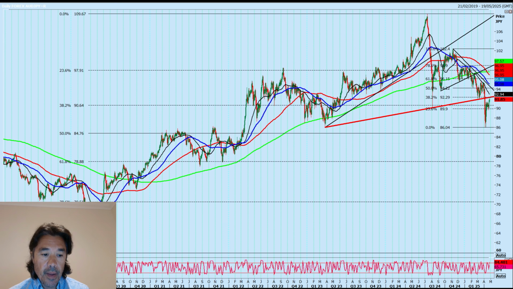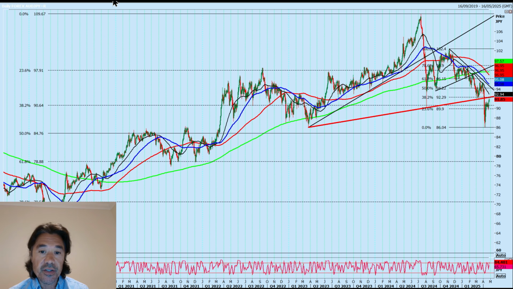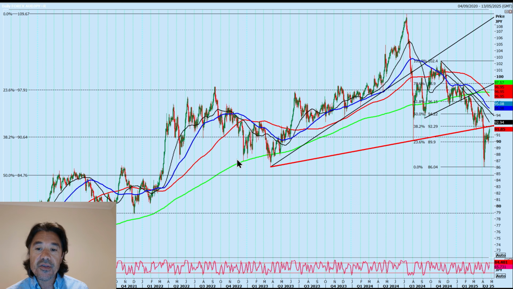This chart goes all the way back to 2020. I've got my Fibonacci levels on here, which actually haven't worked too well, if I'm honest. But this major trend line here, which I think could be the neckline to a head and shoulders pattern. Again, all of this is down to interpretation. I can't say for sure, but I think this could be the left shoulder. This could be the head. This could be the right shoulder.